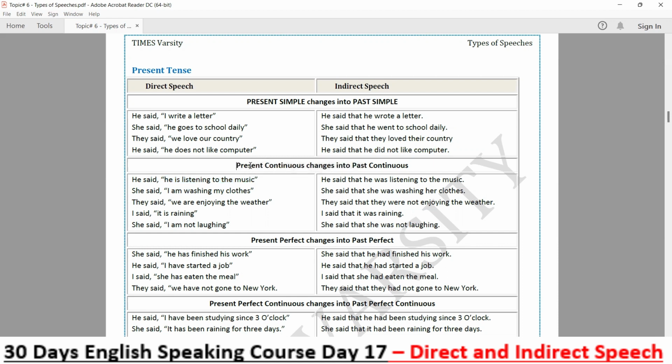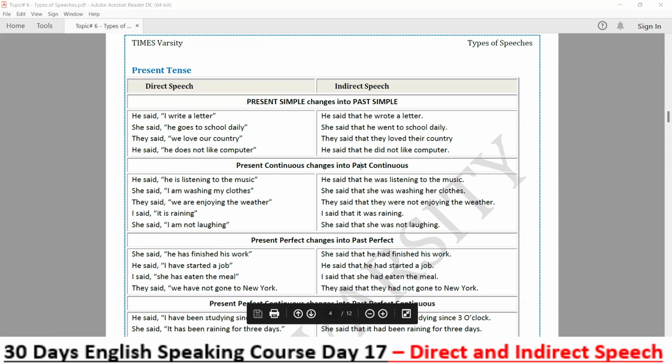So present continuous changes to past continuous. Here he said that he was listening to the music. So present continuous is now changed to past continuous.